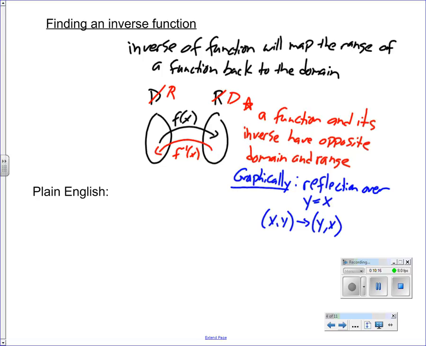So this is the algebraic definition in red, the graphical definition in blue. It all means the same thing. In plain English, what that means is we want to find an inverse. We just flip x and y. Right, we switch them. So we'll go through a couple examples of how we do that.